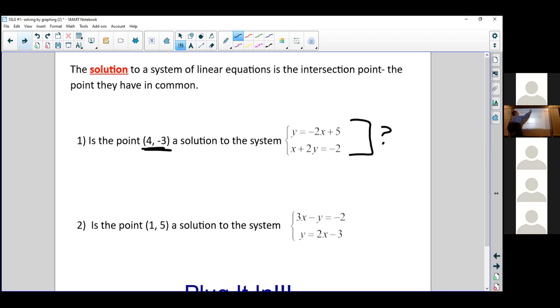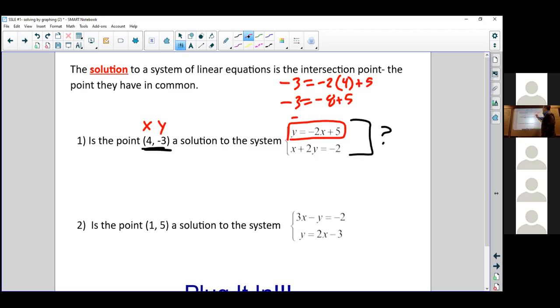Is it the solution? Well, you have to understand, this is an X and this is a Y value. So if I plug those values into my X and Y values on each, so if I plug into this one, my Y value I know is -3 equals -2 times my X value, which is 4, and then I get +5. So I get -3 equals -8 plus 5. So I wind up getting -3 is equal to -3. Well, that totally checks out. -3 is indeed equal to -3. So that means 4 comma -3, if I had graphed the line y equals -2x plus 5, 4 comma -3 would exist on that line.